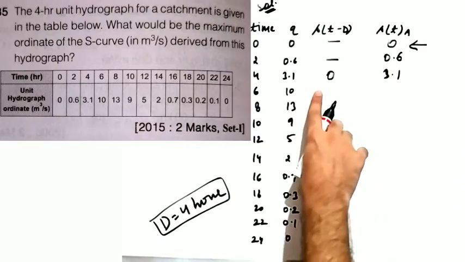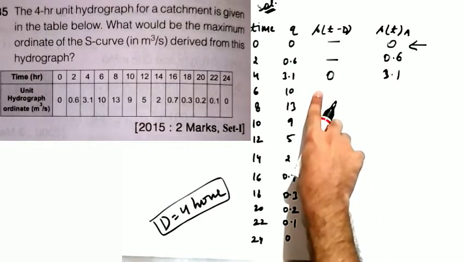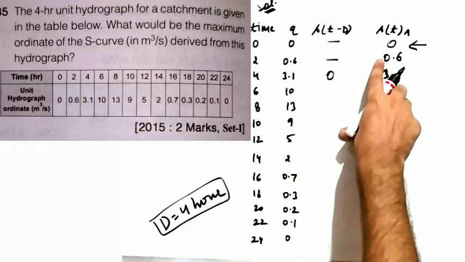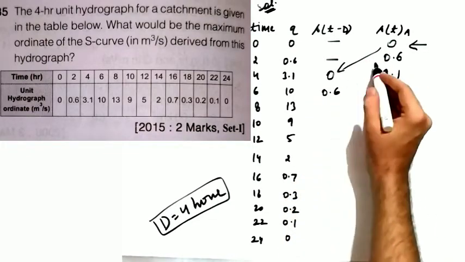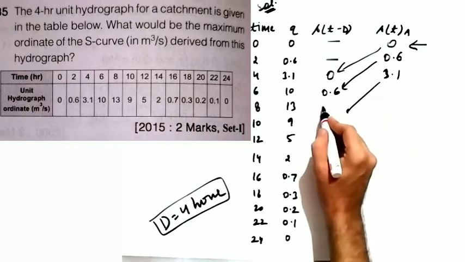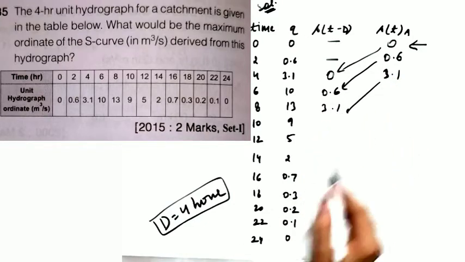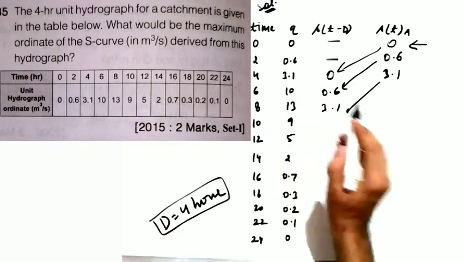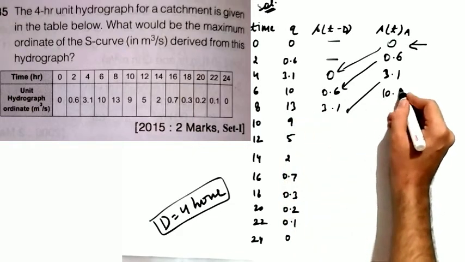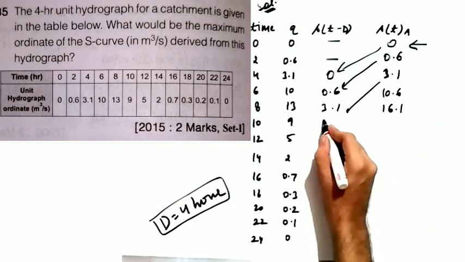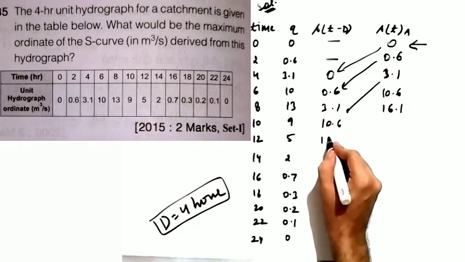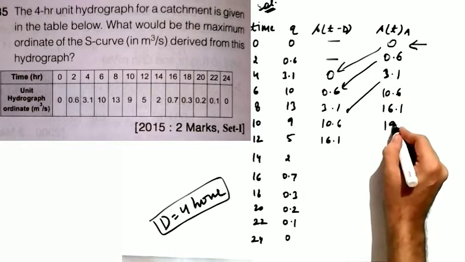Now what will be S_6 minus 4? It will be S_2. Now you just have to shift them. This is 0.6. You shifted it here. Similarly, you shift it here. So it will be 3.1. Now how will you obtain this? By adding 10 and 0.6. So it will be 10.6. Similarly, this will be 16.1. Shift them, 10.6, 16.1, and add them.